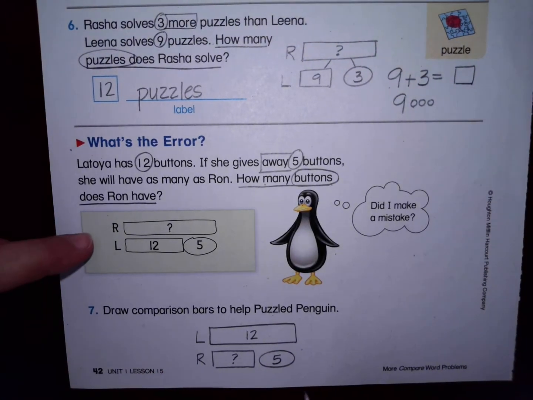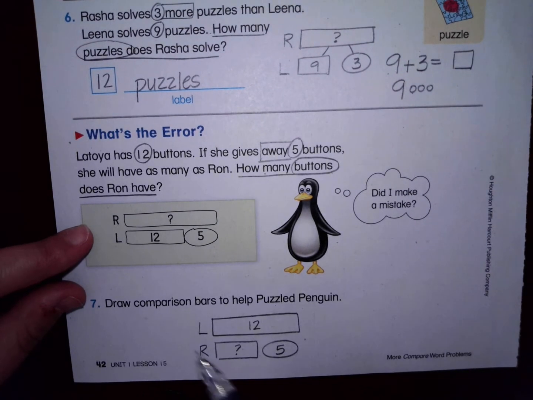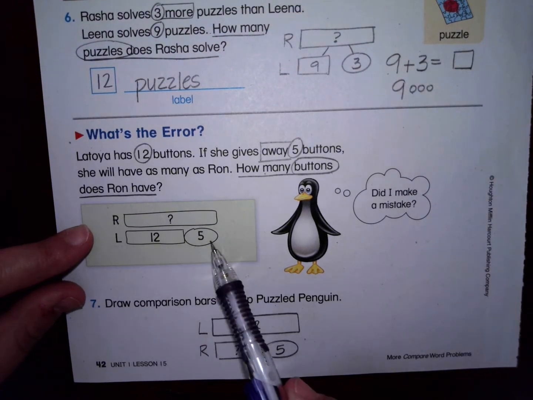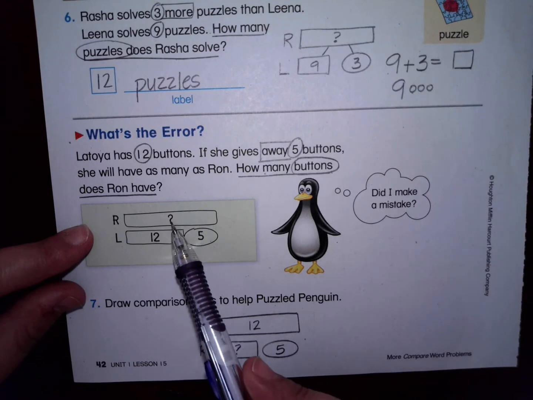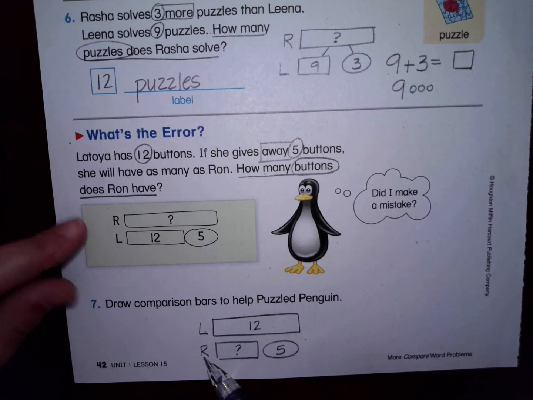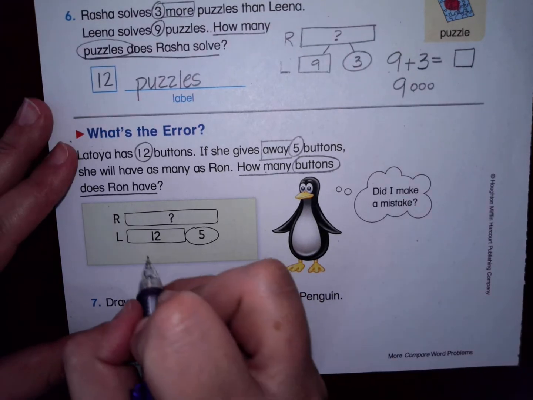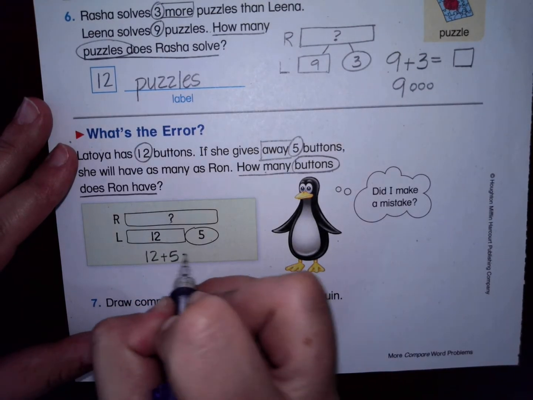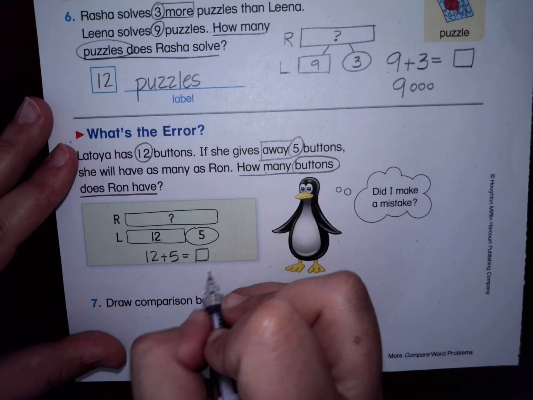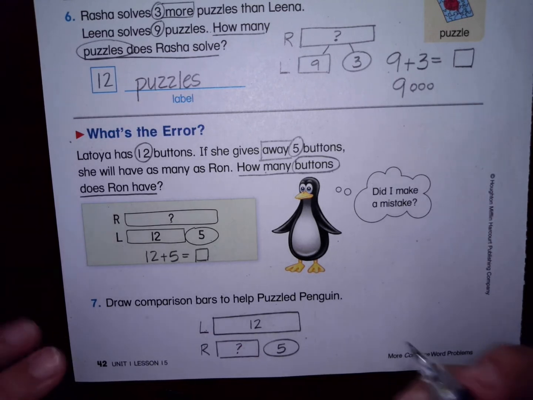So let's look at our comparison bars compared to Puzzle Penguin's. He knew that Latoya had 12. He knew that the change was 5, and he knew we were trying to figure out Ron's. But what did he actually do that was not correct? He is telling us that Ron had more. If I wanted to solve this, I would have to solve 12 plus 5, which would give us 17. But I know that Ron does not have more. Ron actually has less because that's what we figured out in the very beginning.